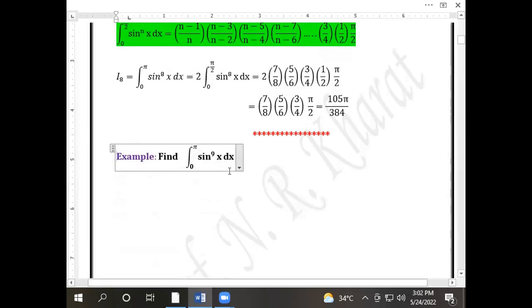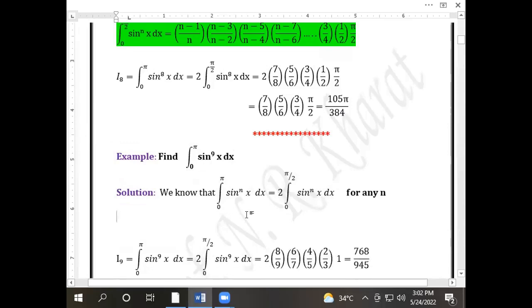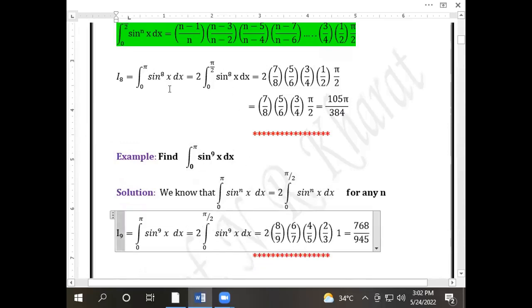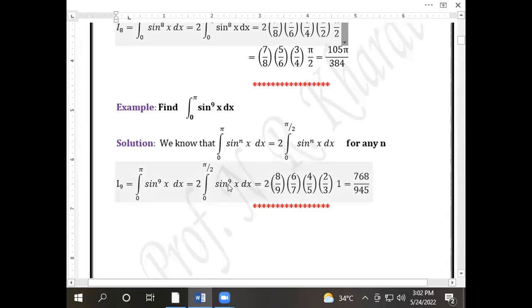Here, again, the index of your sine is 9. It means it is odd. And we know that if the sine function is odd, we have to apply that particular reduction two times. And again, we know the standard formula of sine, example number second also. Here n is equal to 9. So replacing the value n equal to 9 in this, we get the final solution, that is 3 pi upon 945, 768 upon 945 is my solution.